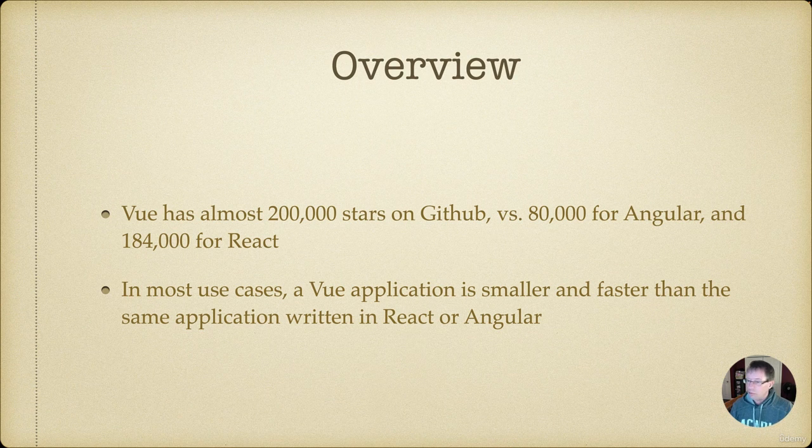They're all very popular frameworks, but as you can see, even though it's younger, Vue is becoming one of the most popular JavaScript frameworks out there. And not only is it more popular, in most cases, when you build an application in Vue, you wind up with something that is smaller. In other words, there's less code to transfer to the end user's web browser. And it's also faster than the same application written in either React or Angular.